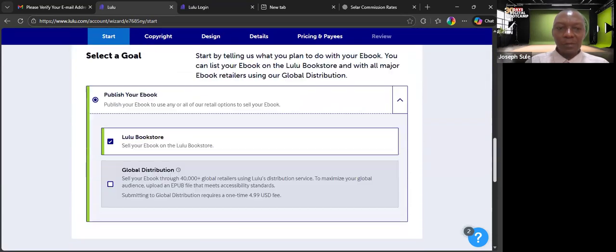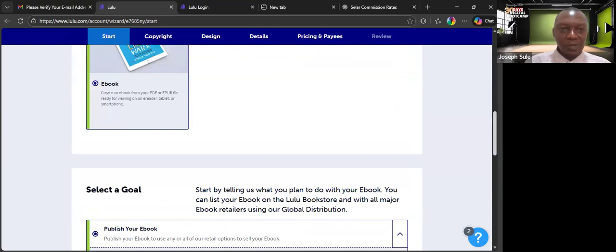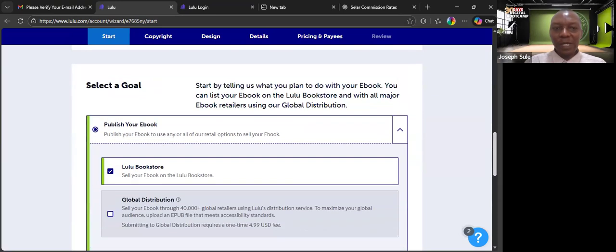And depending, like I said, on what you select, some of the features will change. So I will go further down to actually start publishing this book on Lulu. Coach will always say any book that you have not published is a manuscript. It's not a book yet. And I want this manuscript to become a book by making it go live on Lulu. So first thing, select a goal. Start by telling us what you plan to do with your ebook. You can list your ebook on the Lulu bookstore and with all major ebook retailers using global distribution.